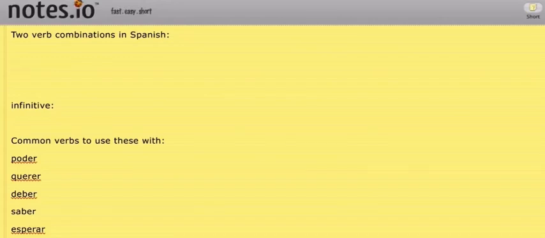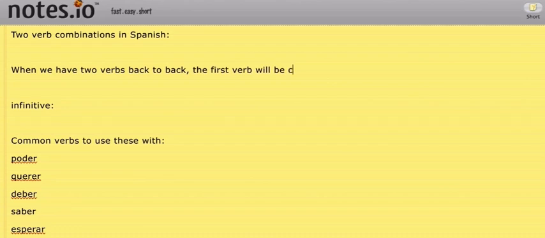Today we're going to be talking about two verb combinations and how to naturally use infinitives in Spanish. So first let's start with a rule. When we have two verbs back to back, the first verb will be conjugated and the second one will stay in infinitive form, typically. Now I say typically because this isn't always the case, and I'll show you guys an example at the end of when it wouldn't be the case, but usually it's going to be the case.